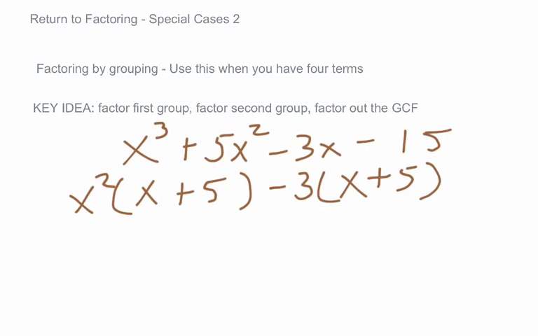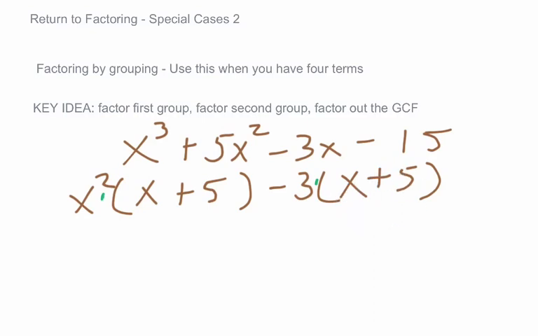Now, as you notice this, and you can actually use this to help you do factoring by grouping, notice that you have an x plus 5 and an x plus 5. If it's going to work, you're going to get matching things in the parentheses. So what we have here is another common factor. You have x squared times x plus 5. And you have -3 times x plus 5. You have a factor of x squared, a factor of x plus 5. A factor of -3, a factor of x plus 5.